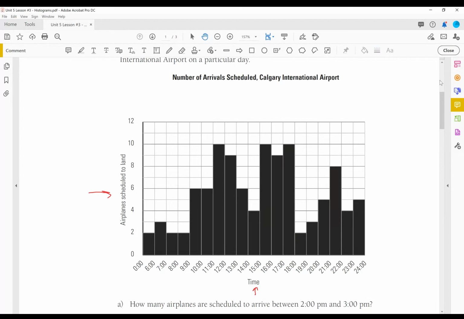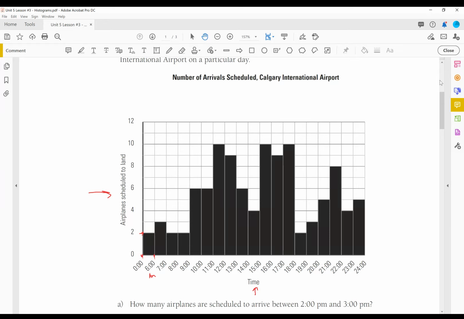So the first interval of time is from 0000, which in military time, in the military clock, is midnight. That's 12 o'clock midnight to 0600, which is 6 o'clock in the morning. So this is 6 a.m. So our first interval is from midnight to 6 a.m., and we have 2 planes scheduled to land.